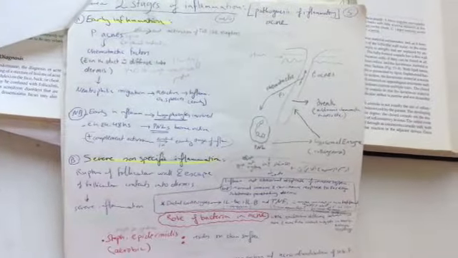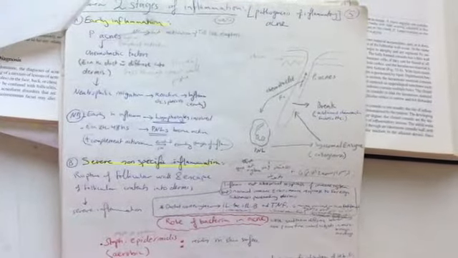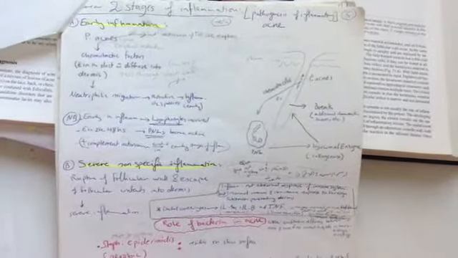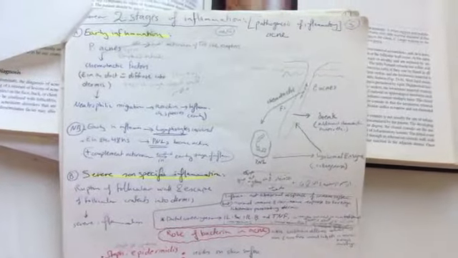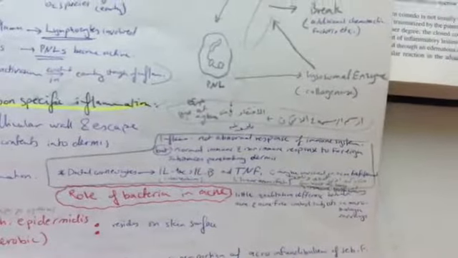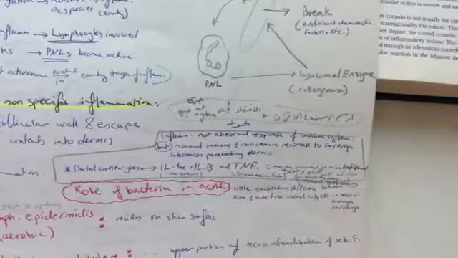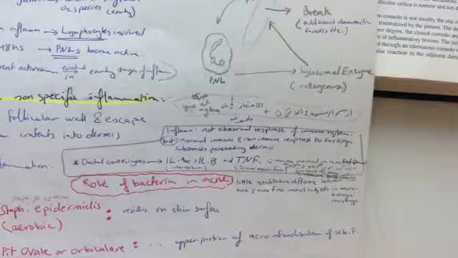The second thing, severe non-specific inflammation, occurs due to rupture of the follicular wall and escape of follicular contents into the dermis, leading to severe inflammation. So there is the early inflammation and the severe non-specific inflammation. Actually, inflammation is not an abnormal response of the immune system. It is a normal immune and non-immune response to foreign substances penetrating the dermis.